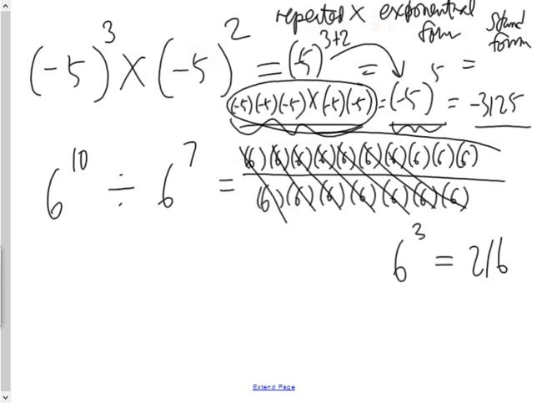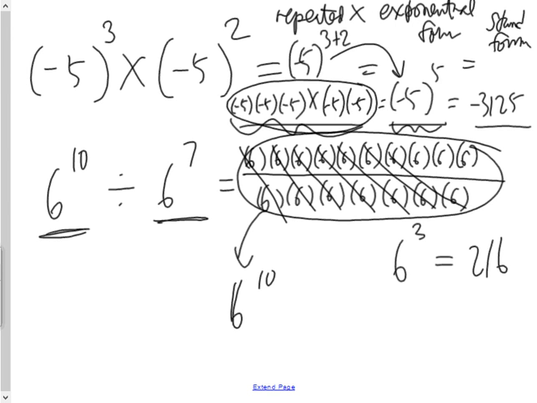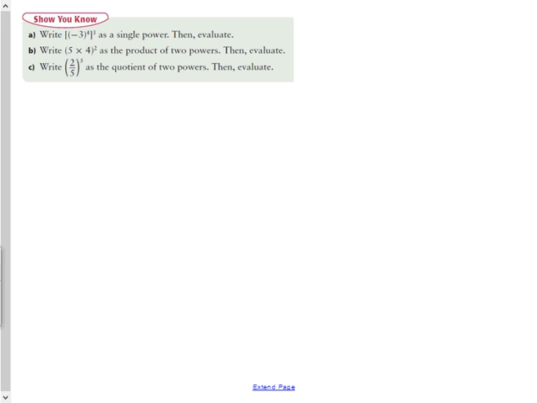But I could have avoided all of this if I just followed my exponent laws. Keep your base, because both of these powers have the same base of 6, so the rule would be keep the base that they share and subtract your exponents to get the answer. 6 to the 3rd, in standard form, 216. Okay.